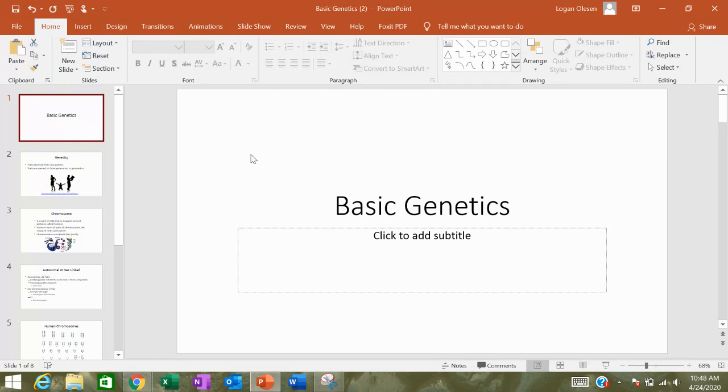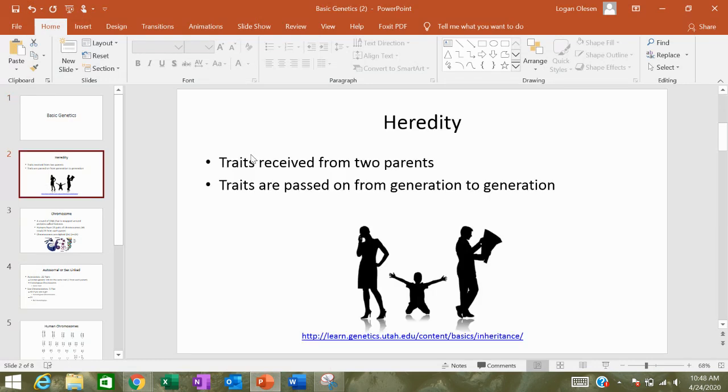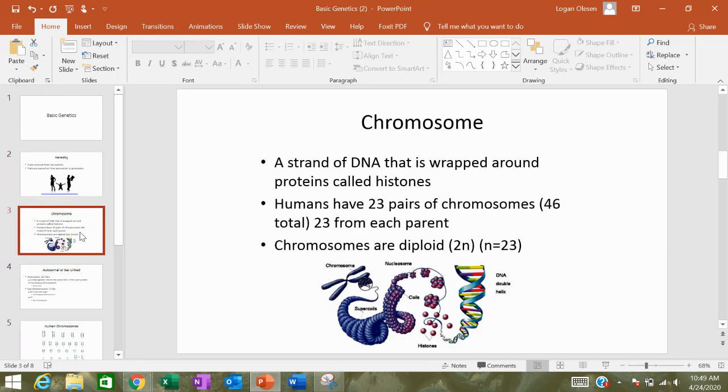Okay. So, basic genetics. The first thing we're going to talk about is the term heredity. Heredity means the traits received from two parents. So the traits that you obtain are from your mother and from your father. Traits are passed on from one generation to the next, hence why you might look similar to a grandparent, an aunt, an uncle, your own parents, things like that. That just deals with the term heredity.